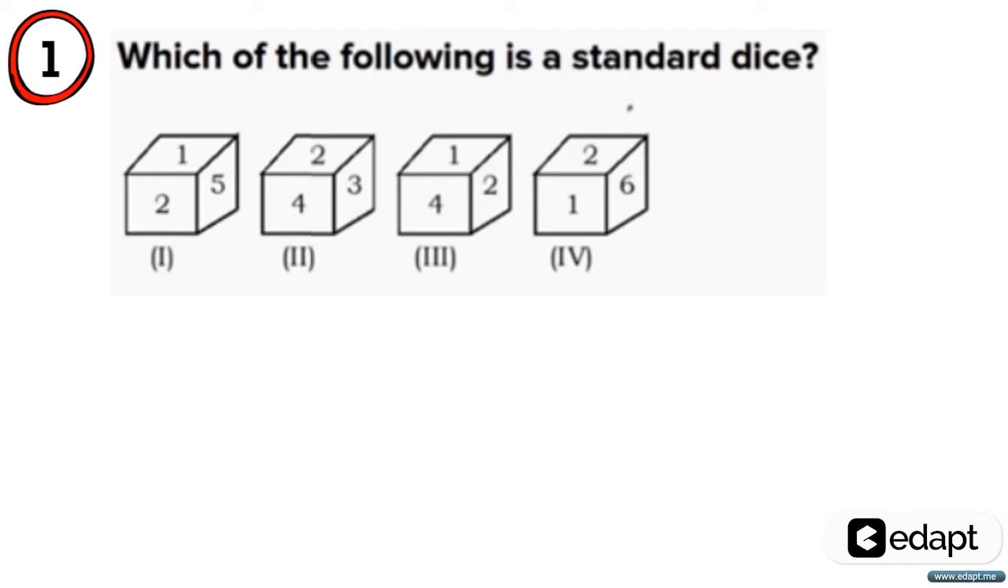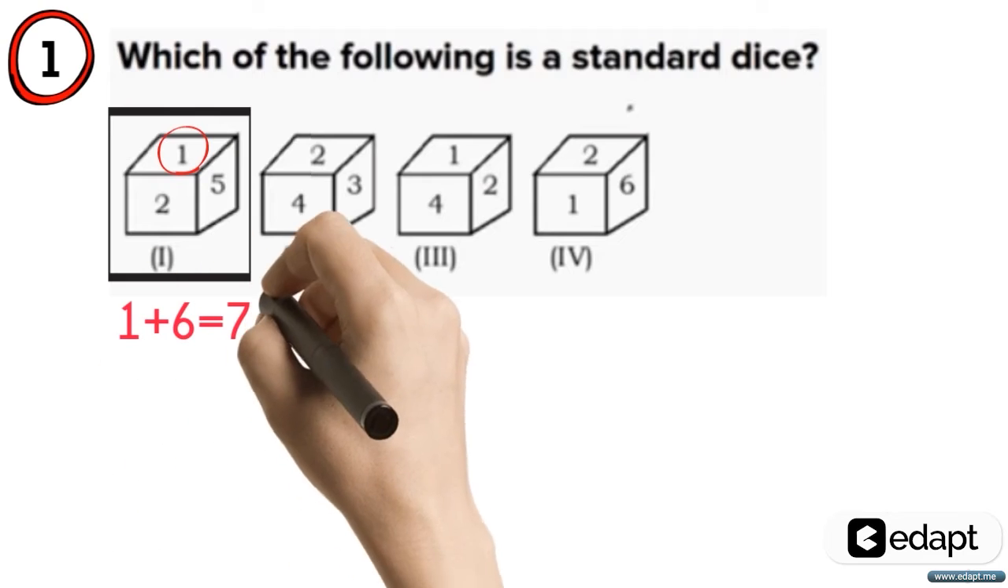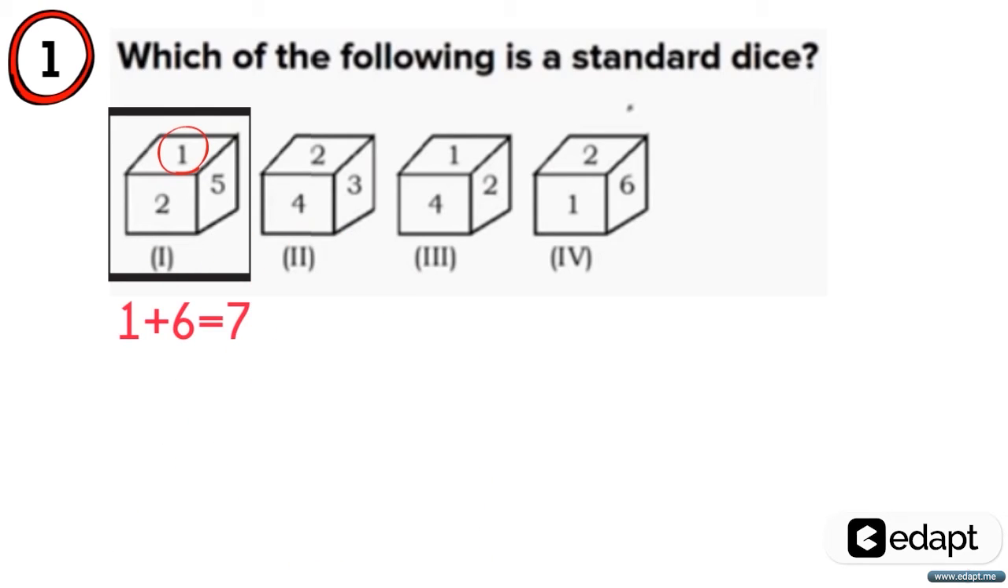We need to find the standard dice from the following options. We know that if a dice is said to be standard, then the sum of the opposite sides must be equal to 7. Let's start from the first option. The opposite of 1 must be 6 to become a standard dice, so that 1 plus 6 is equal to 7. The opposite of 2 must be 5, so that 2 plus 5 is equal to 7. But here 2 and 5 are adjacent surfaces.